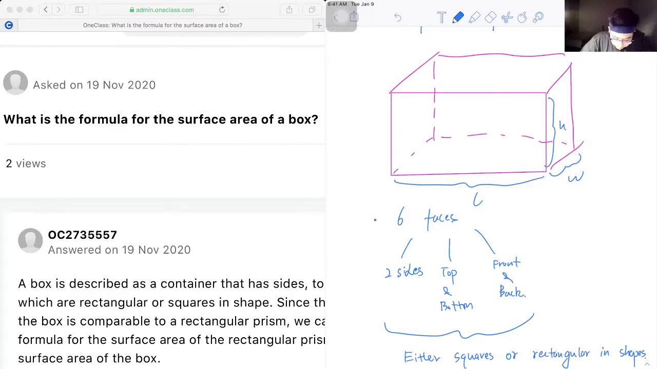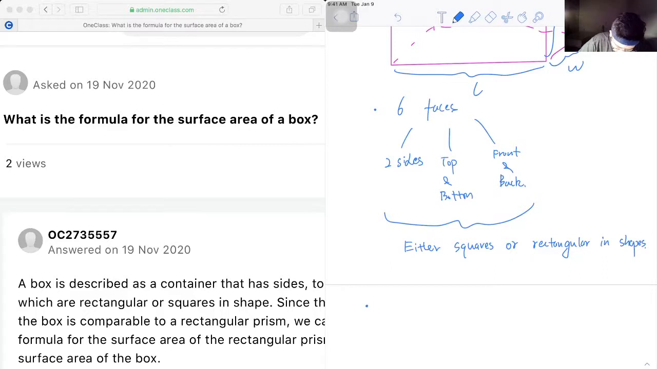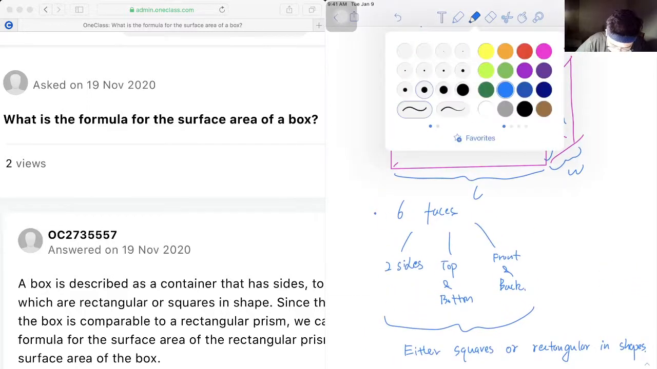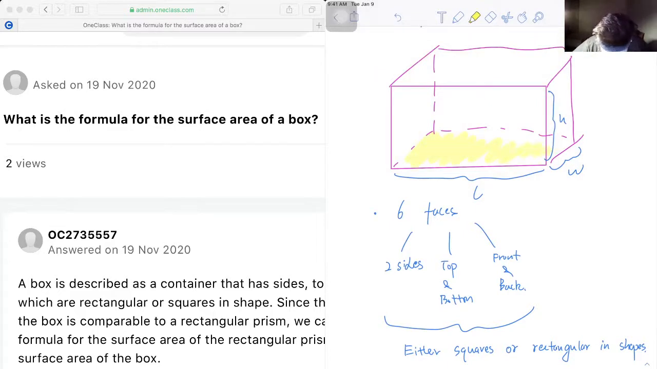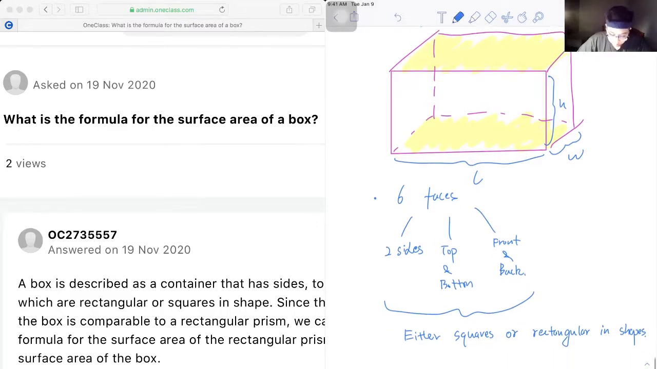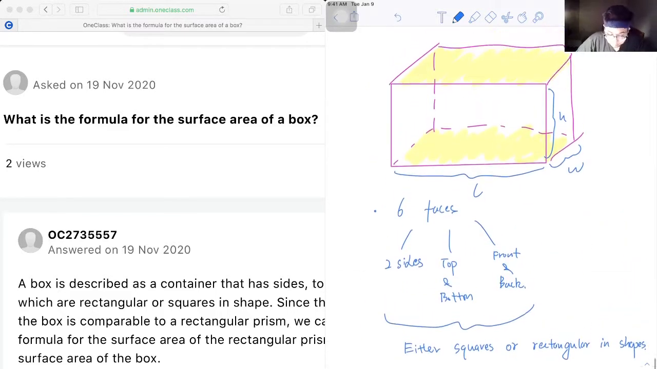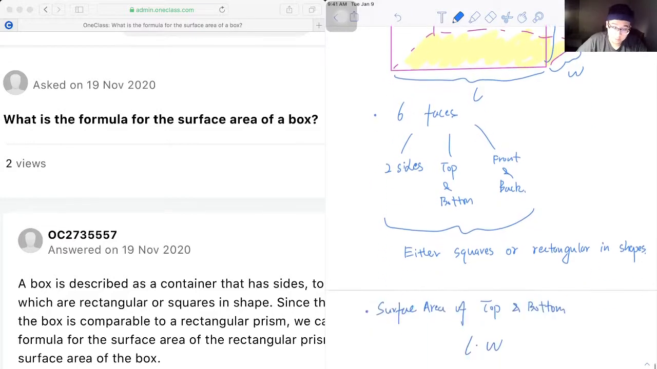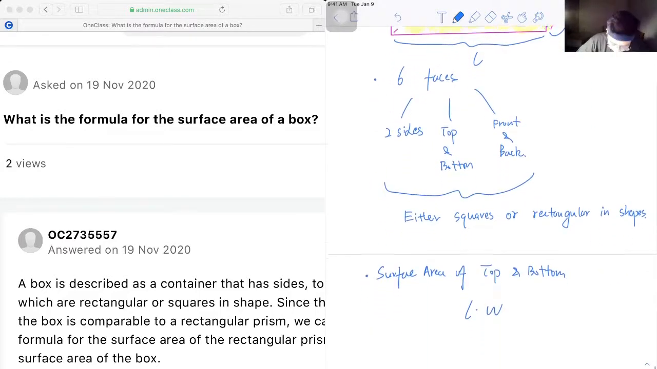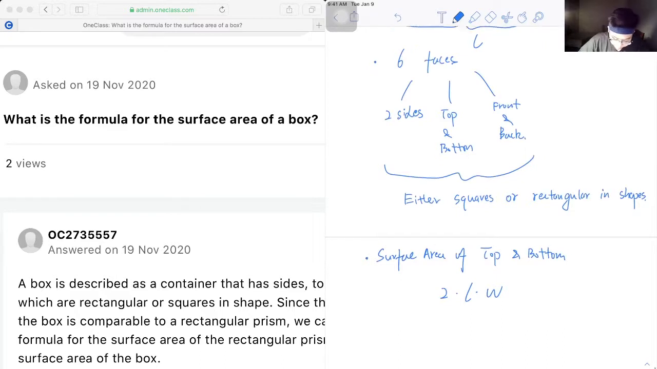In terms of the surface area of top and bottom, I'll use yellow to highlight these two parts. The bottom part is right here, and we have the top part. So that will be L times W, which is the length times width. And remember, we have a top and a bottom, so there are going to be two pieces of area. So we need to times 2.